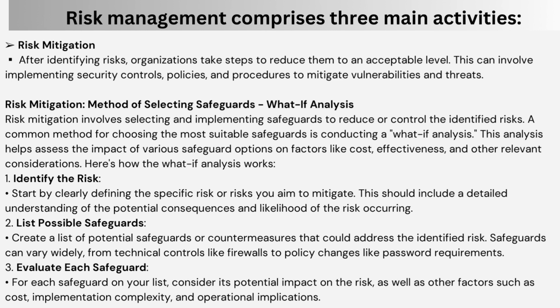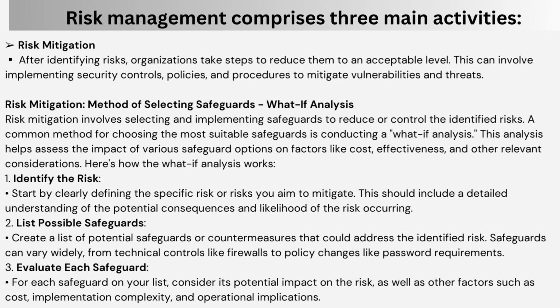Under risk mitigation, we're going to be talking about the method of selecting safeguards and the use of what-if analysis. Risk mitigation involves selecting and implementing safeguards to reduce or control the identified risks. A common method for choosing the most suitable safeguards is conducting a what-if analysis. This analysis helps assess the impact of various safeguard options on factors like costs, effectiveness, and other relevant considerations.